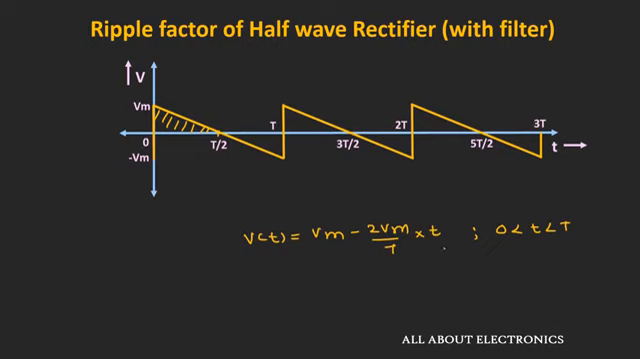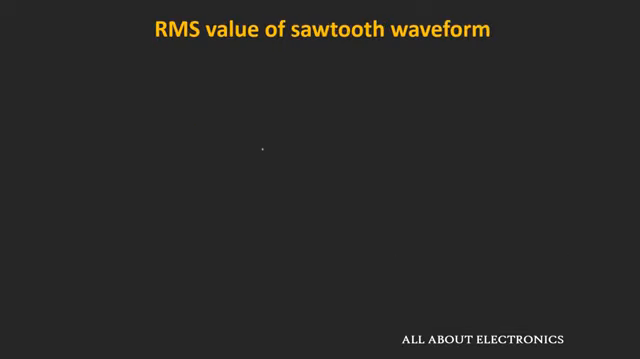In this expression, if you put t as 0, then v of t will be equal to Vm. Similarly, if you put t equal to capital T, then v of t will come as minus Vm. And likewise, if you put t as T/2, then v of t will be equal to 0. So this mathematical expression represents this waveform.